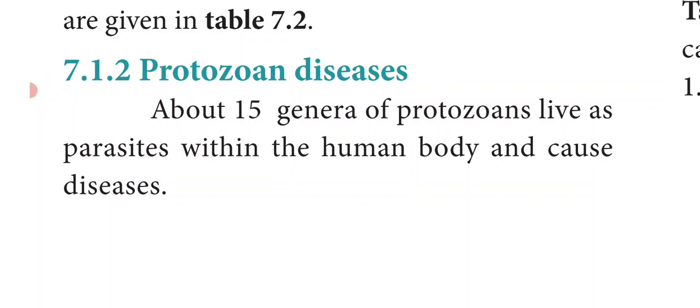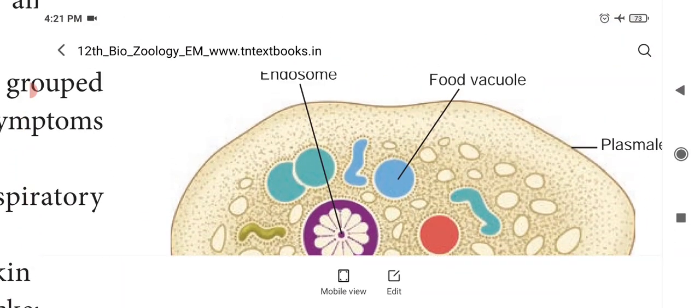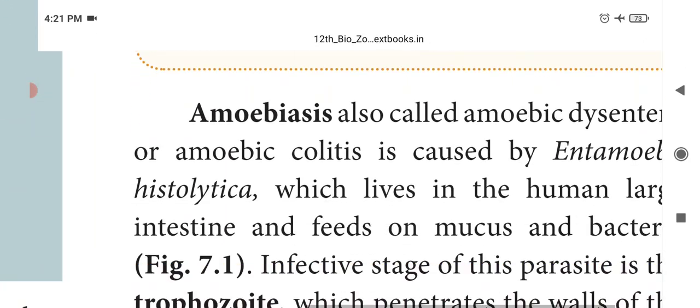About 50 genera of protozoans live as parasites within the human body and cause diseases. 15 genera of protozoans live as parasites in the human body and cause different types of diseases. First, we will see the disease Amoebiasis.